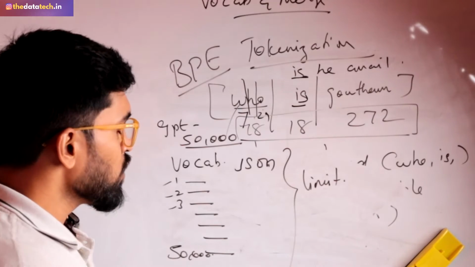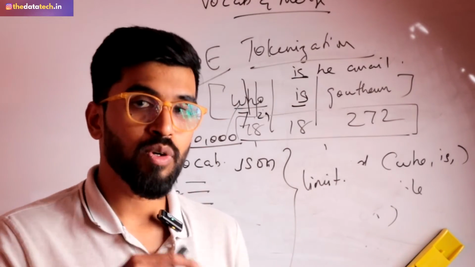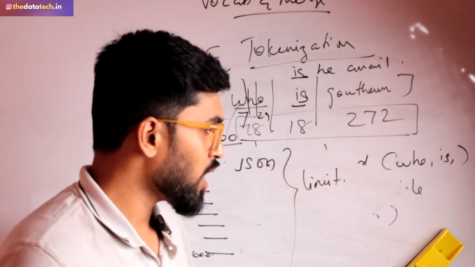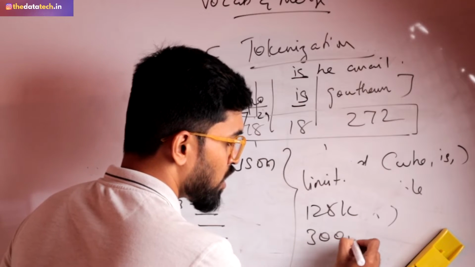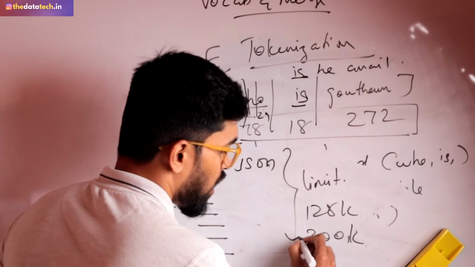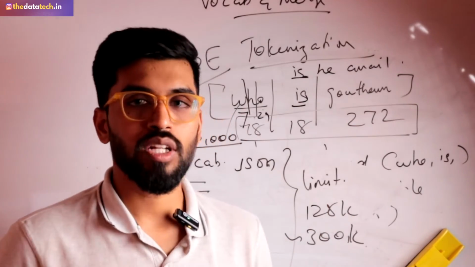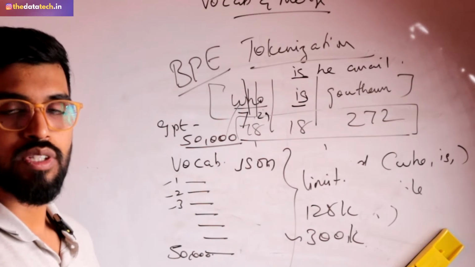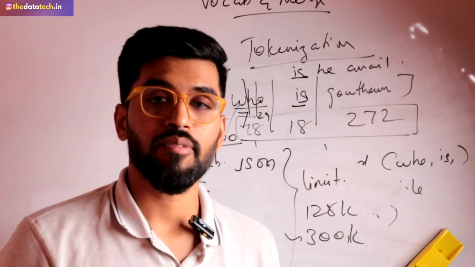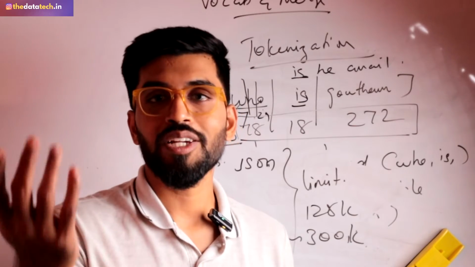Now imagine GPT-2 has only 50,000, but if you go for GPT-4 and GPT-5, it has a limit of 128k tokens to 300k tokens roughly. Some models are supporting 300k, and that means the size of this vocab.json will be 128k. So 128k means roughly giving a whole book as an input.